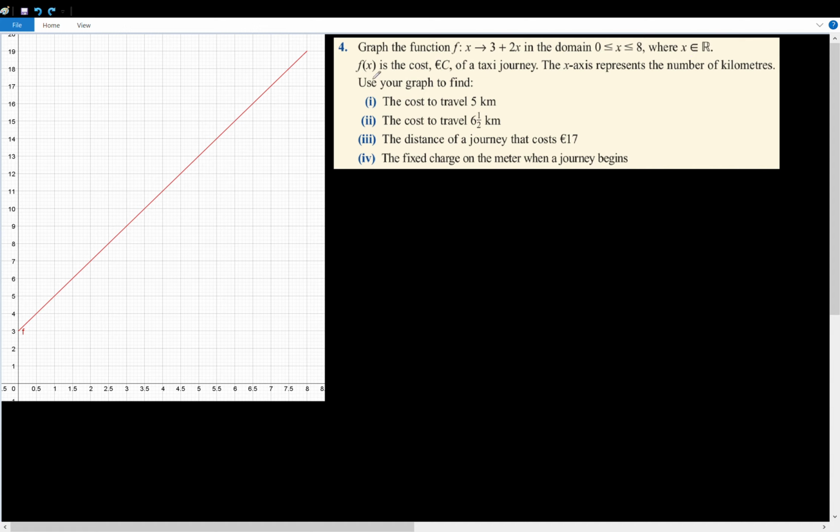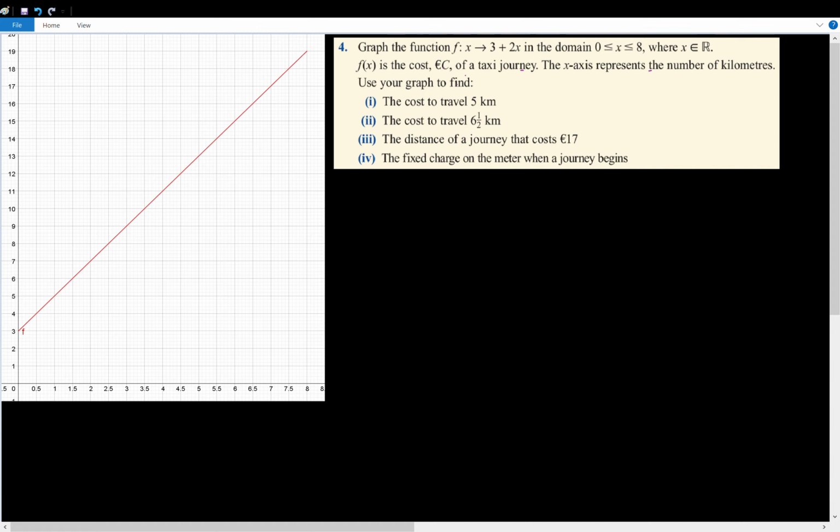So we're told then that f of x is the cost in euro of a taxi journey, and the x-axis represents the number of kilometers. And we've got to use our graph to find the following. So we start by graphing it out. Now our graph is already shown here on the left.